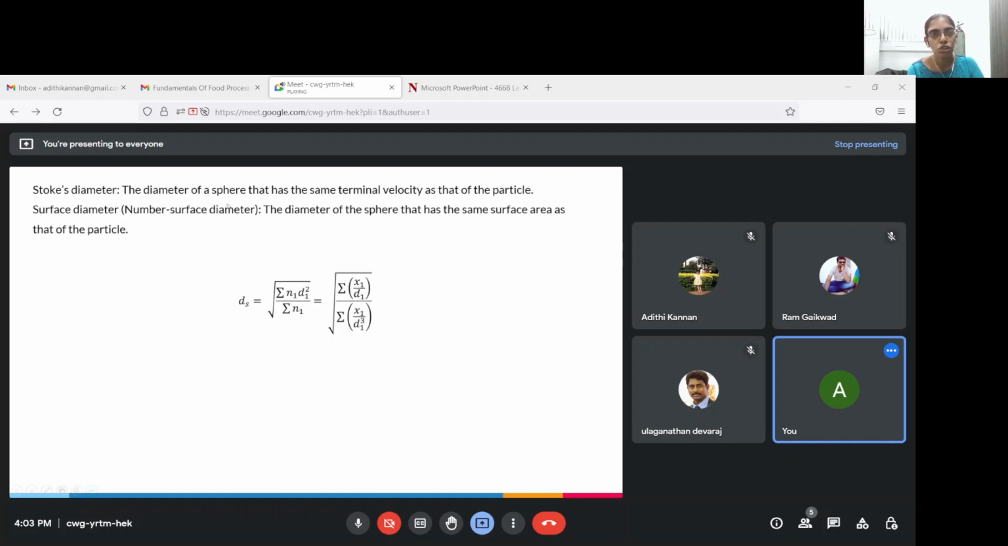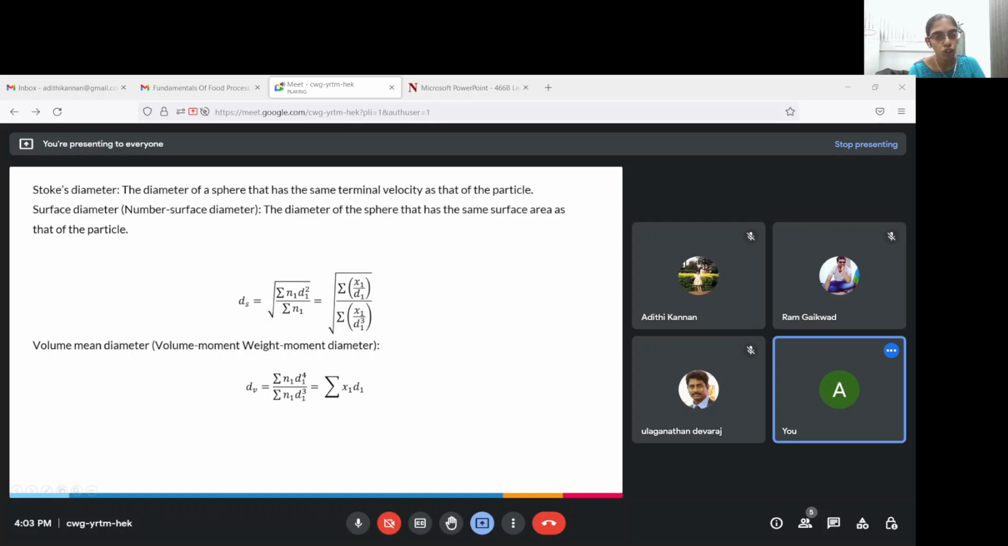And surface diameter is also known as the number surface diameter. For surface diameter, it is the diameter of the sphere that has the same surface area as that of the particle. You had your sorter diameter, which is surface to volume ratio. This has the same surface area. Surface diameter is also known as number surface diameter, and it can be given by this formula: ds is equal to the root of sigma n1 d1 square by sigma n1. Again, n1 stands for number of particles, and d1 stands for the diameter of that particular range of particles. When you convert your n into x, that is, from number into weight fraction, this is the formula that you get: x1 by d1 divided by summation of x1 by d1 cube.